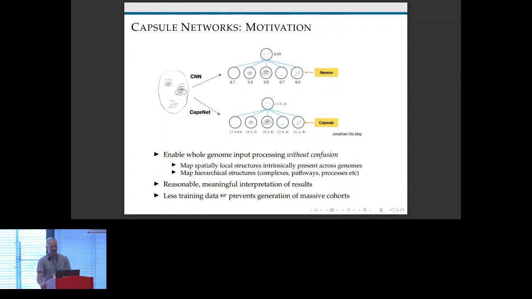So we are hoping for mapping hierarchical structures, complexes, pathways, and so on, without being confused. CapsNet proved to work particularly well on images with distorted or overlapping parts, and could disentangle them. Here we are hoping not to be confused by overlapping, interfering pathways. We cannot prove that it worked, but this was the hope and motivation. Less training data means less expense.